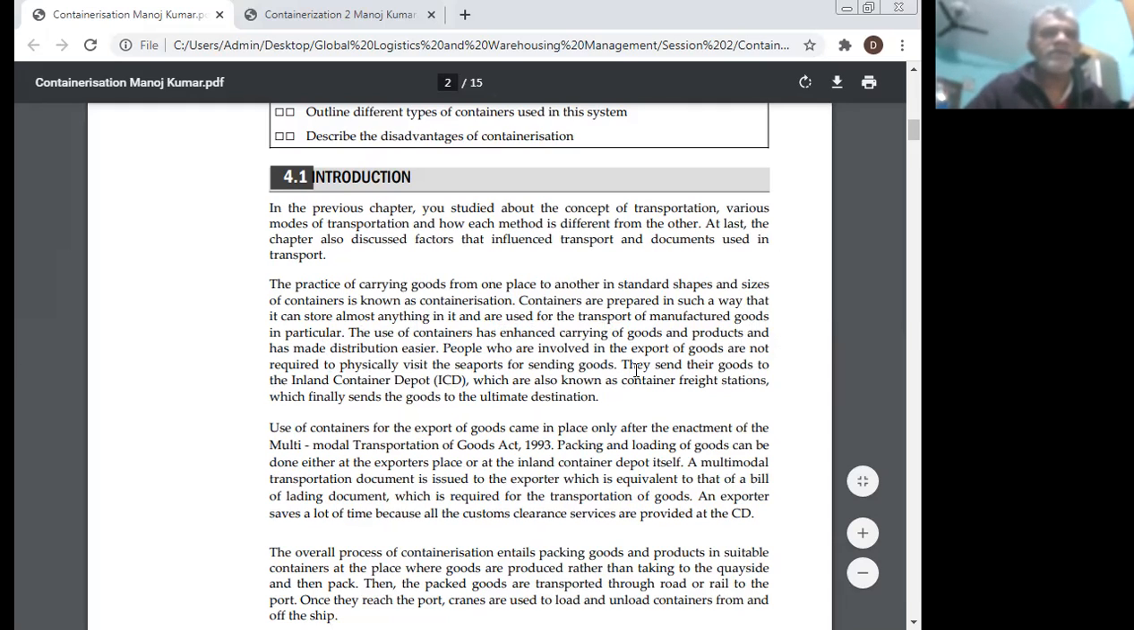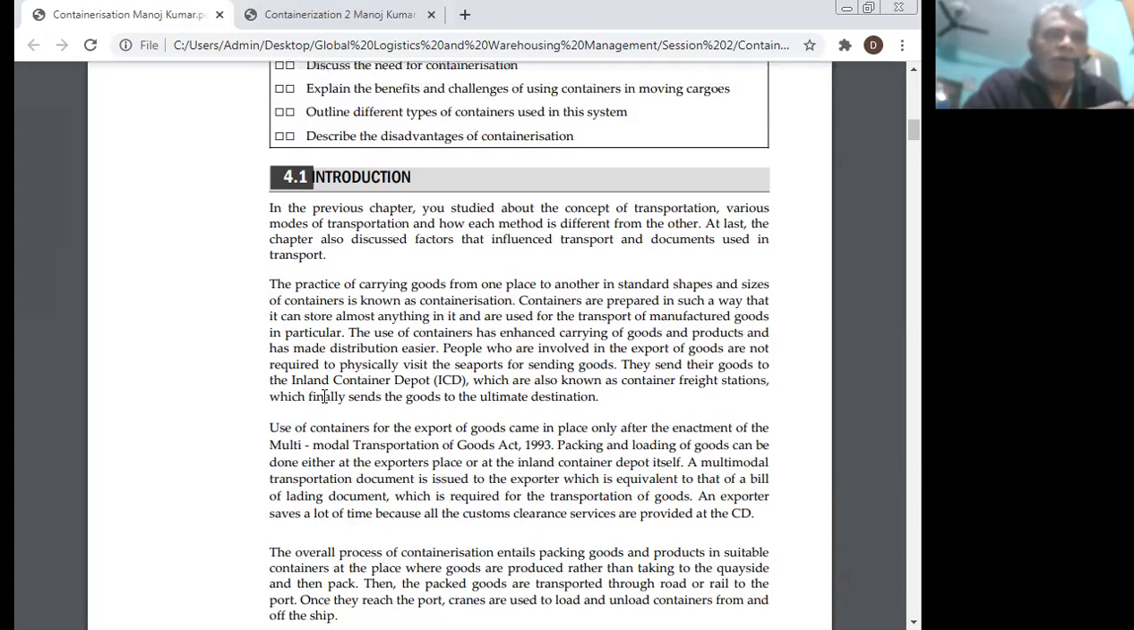People who are involved in the export of goods are not required to physically visit the seaports to send goods. They send their goods to the inland container depot, which is also known as a container freight station, which finally sends the goods to the ultimate destination. Use of containers for most export goods came into place only after the enactment of the Multimodal Transportation of Goods Act 1993.